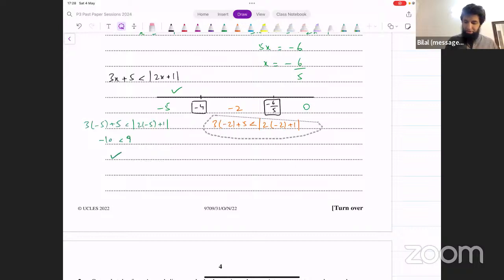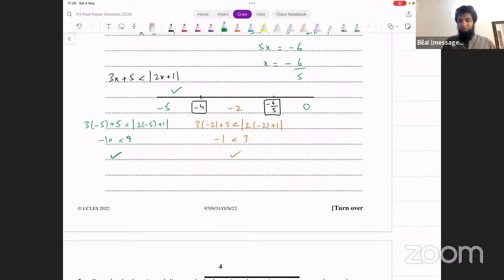Let's evaluate this now. On the left side, we've got -6 plus 5, which is -1. -1 is less than, what's this? -4 plus 1, that's -3. The modulus of -3 is 3. So -1 is less than 3. Is that correct? Yes, this is also correct.